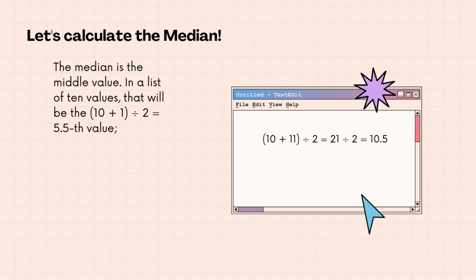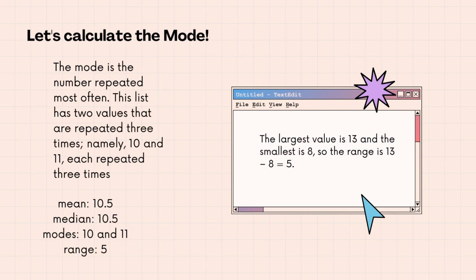So for the mode, it is the number repeated most often. This list has two values that are repeated three times, namely 10 and 11, each repeated three times. The largest value is 13 and the smallest is 8, so the range is 13 minus 8 equals 5. So our mean for the last question is 10.5, the median is 10.5, the mode is 10 and 11, and the range is 5.